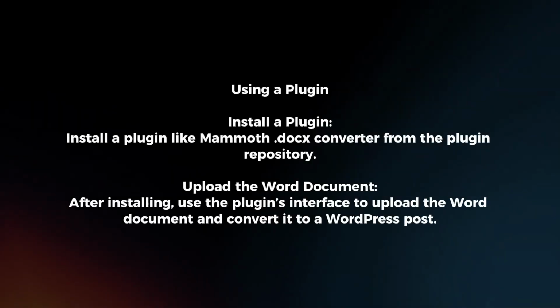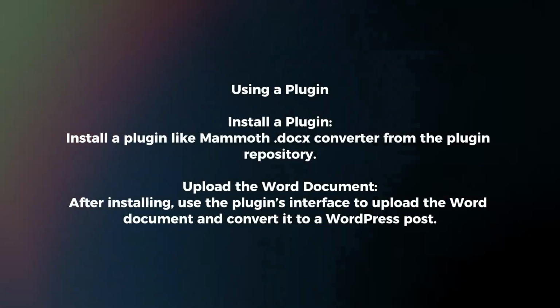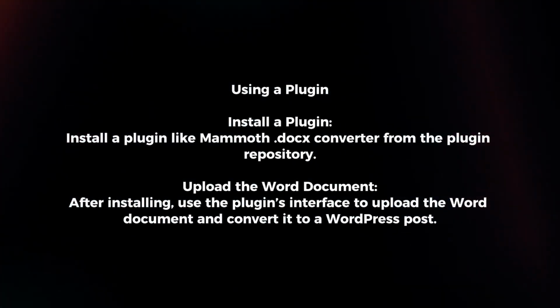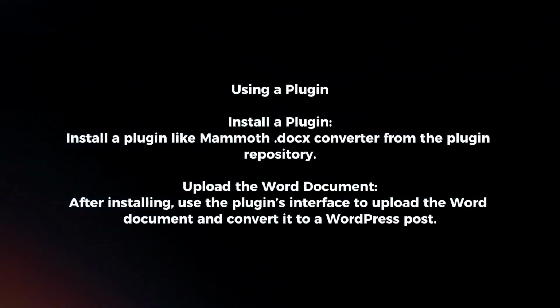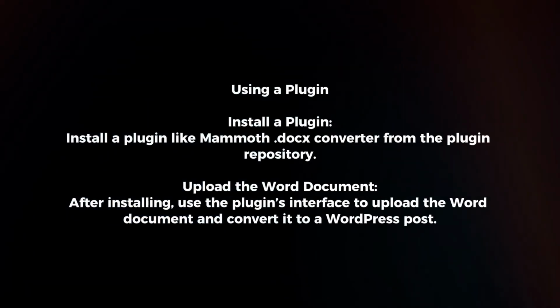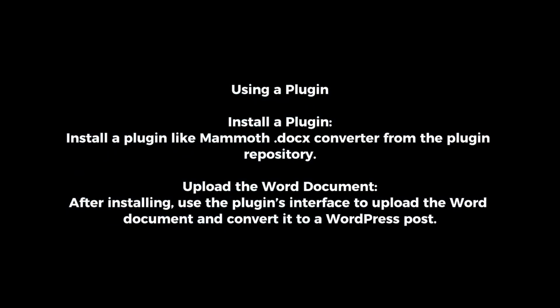Using a plugin. Install a plugin. Install a plugin like Mammoth.docx Converter from the plugin repository. Upload the Word document. After installing, use the plugin's interface to upload the Word document and convert it to a WordPress post.